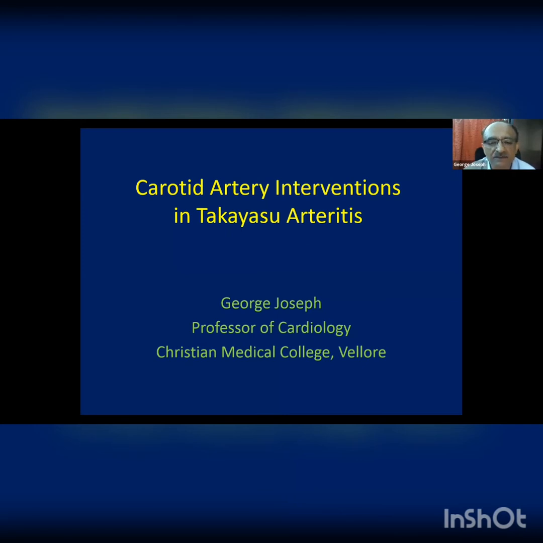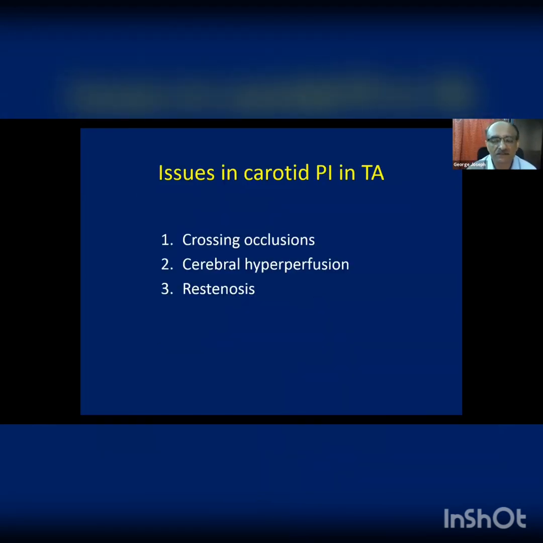Thank you, Atul, for this opportunity to present our work. I will talk about Takayasu arthritis, which is quite different from what we've been talking about so far. The main issues in dealing with carotid interventions in Takayasu arthritis are these three. One is we deal with a lot of occlusions of the common carotid artery, so we need to cross them. Second is the problem of cerebral hyperperfusion, which is probably worse in this disease. And the third is the problem of restenosis. So I will present a case which highlights all these three problems.